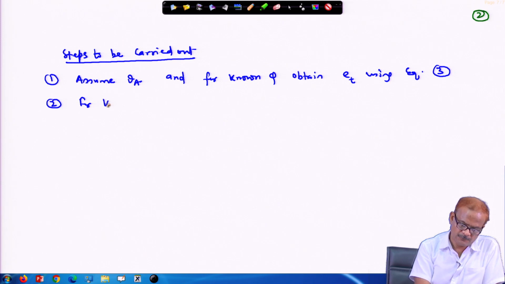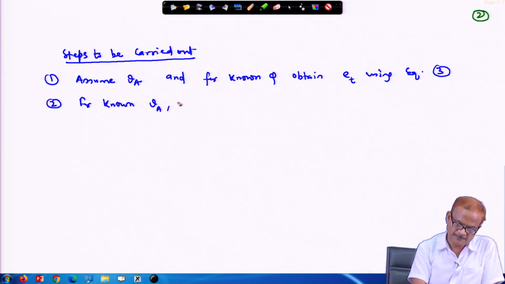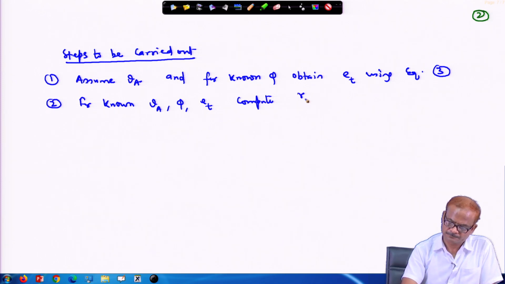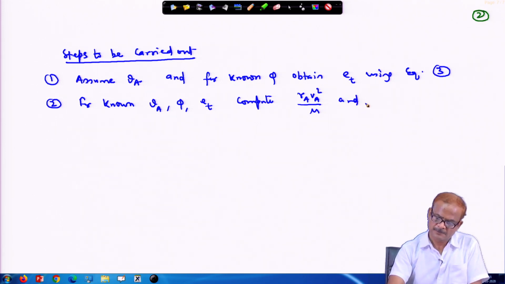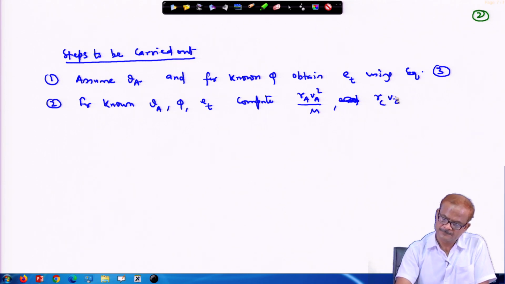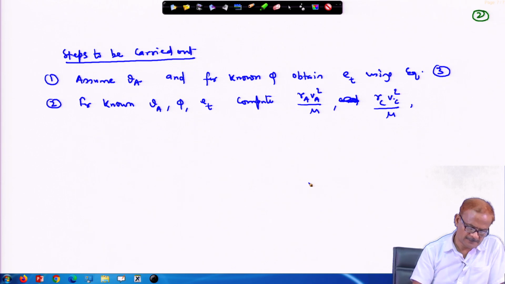Now, for known theta a, already we have assumed. So, theta a, phi and E t, compute R a V a square divided by mu and R c V c square divided by mu and the corresponding angle where it is located.